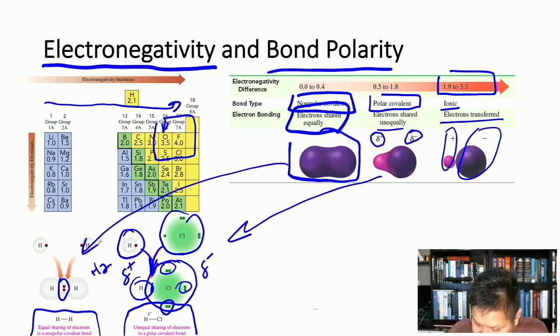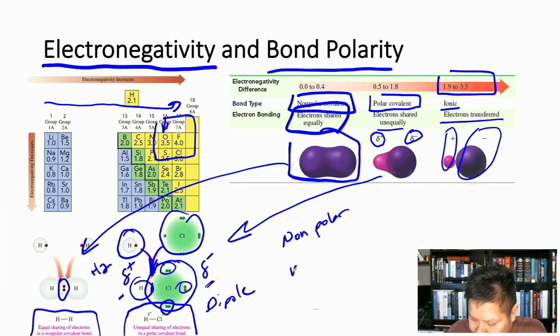This is also known as a dipole, by the way. When you have a partially positive on one side and a partially negative on the other side, that's also known as a dipole for two poles. And just to reiterate something that you need to remember, there are two types of covalent bonds, which you just talked about here, right? We have the nonpolar covalent bond, and then we have the polar covalent bond.